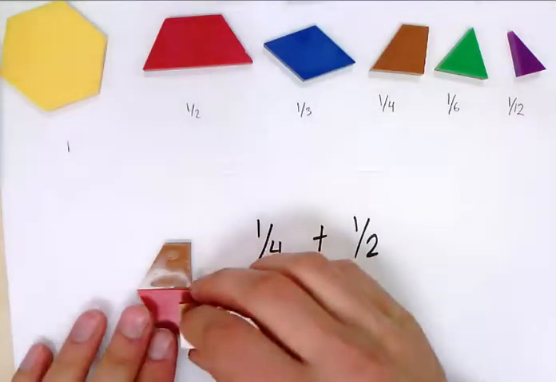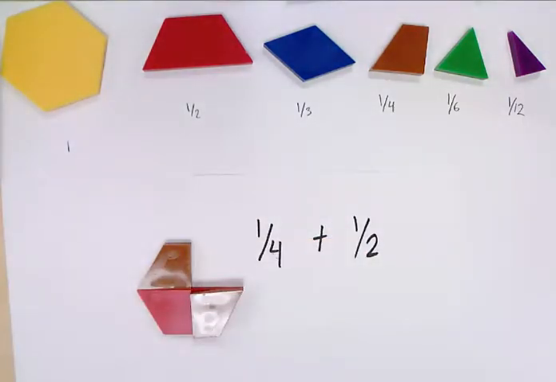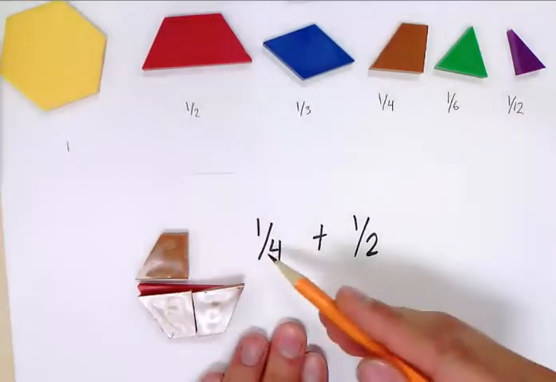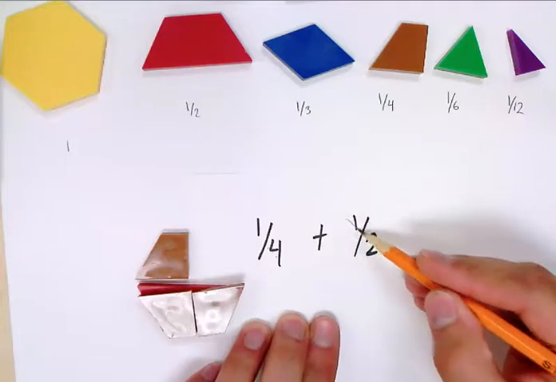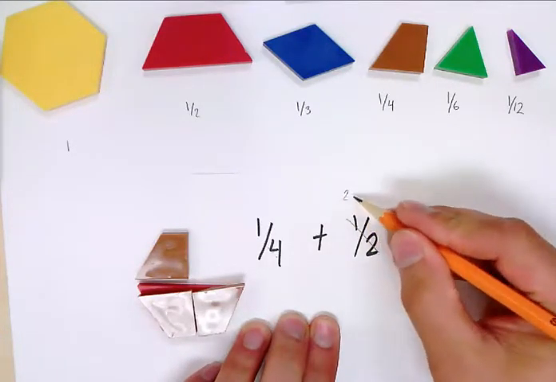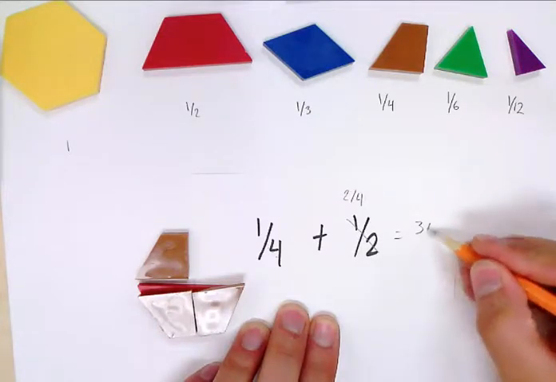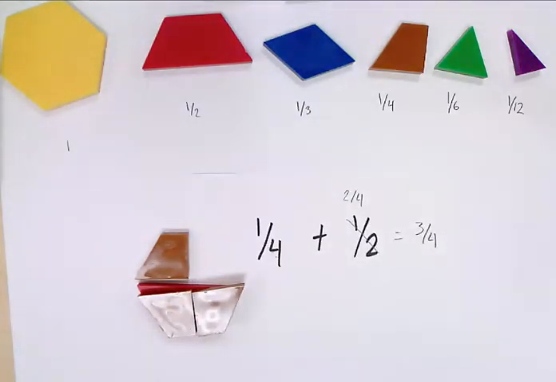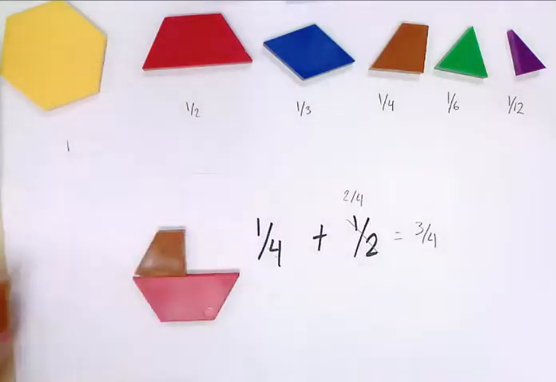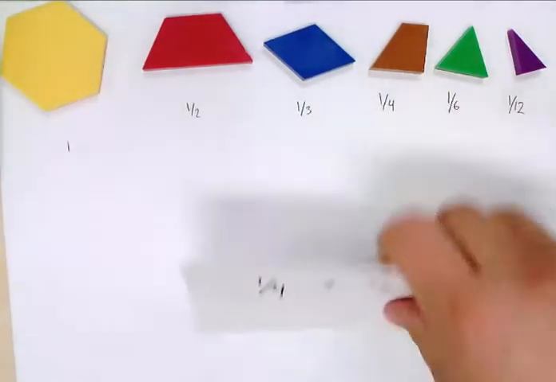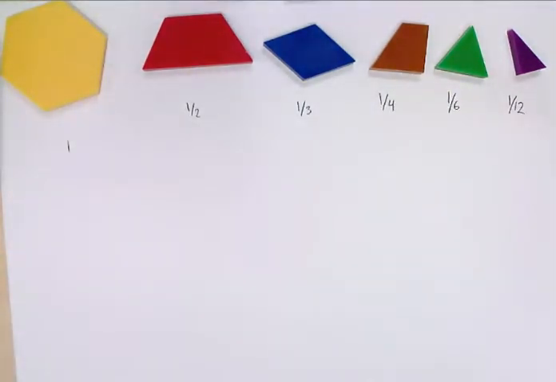So basically, in order to make sense of this, we are going to make this half here into quarters. So this is really like saying 1/4 plus 2/4, and that's going to be equal to 3/4. Okay? Because we just add the tops together, because that gives us 3/4. So we're done the first example. Now let's take a look at my second example.